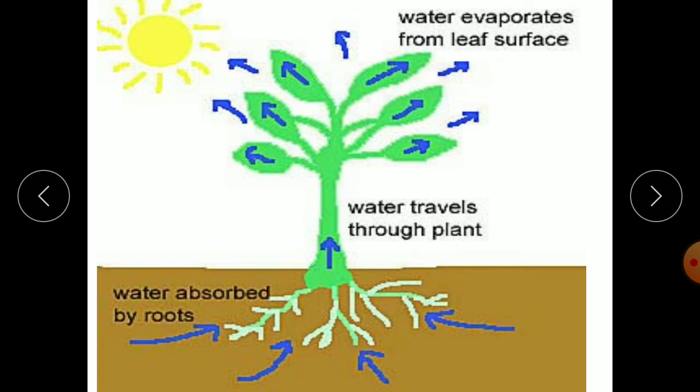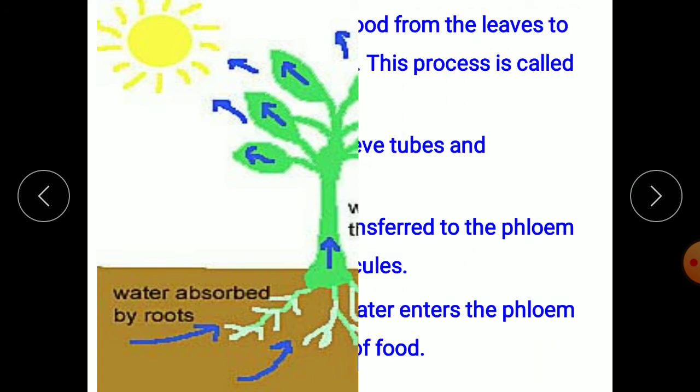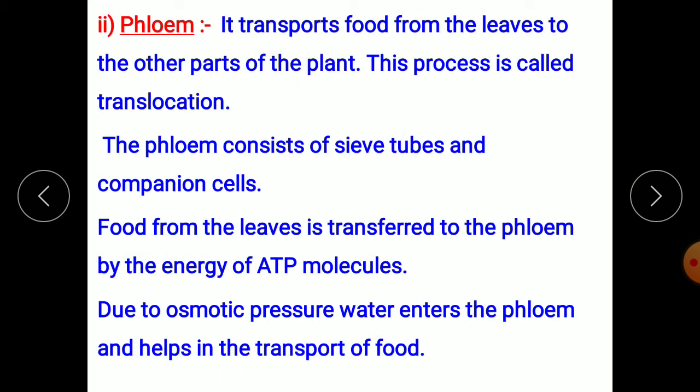In this way the water and minerals are transported to the heights in the plants. The second mechanism, translocation, means transportation of food, and it is done by phloem. So what is phloem? It transports food from the leaves to the other parts of the plant. This process is called translocation. Shifting of food is called translocation.